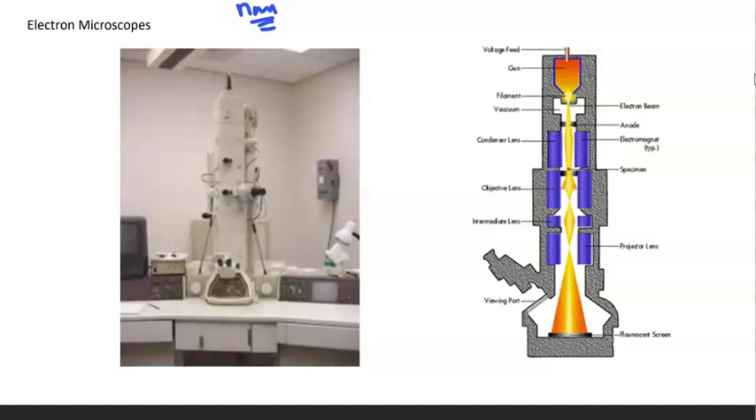Instead of a beam of light, an electron microscope uses a beam of electrons. And unlike your light microscope, where you have the focusing wheels, the electron microscope instead employs magnets. These magnets are used to focus the electron beam on the specimen in order that the image can then be formed.